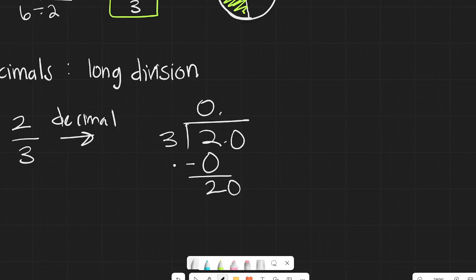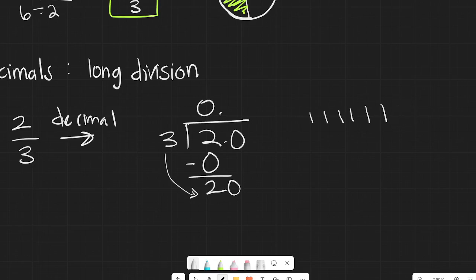Then I'm going to say how many times does 3 go into 20? Well, that's cool. So I can count on my fingers. So 3, and I can count by 3s, right? So 3, 6, 9, 12, 15, 18. All right. So I don't want to go over, right? Because then I get to 21 if I do it again.